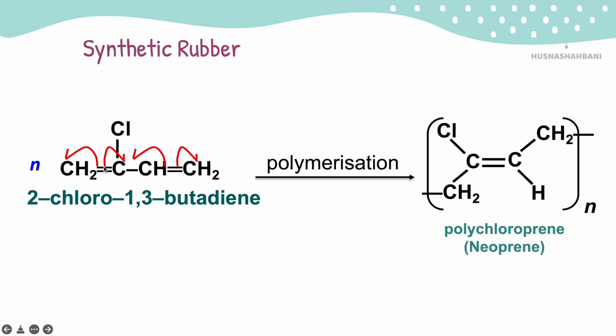It forms a double bond. And when this bond is broken and this bond is also broken, these two will become a single bond, C single bond C, like this, C single bond C, with a double bond in the middle. So you call it polychloroprene, or neoprene. It is also known as neoprene.